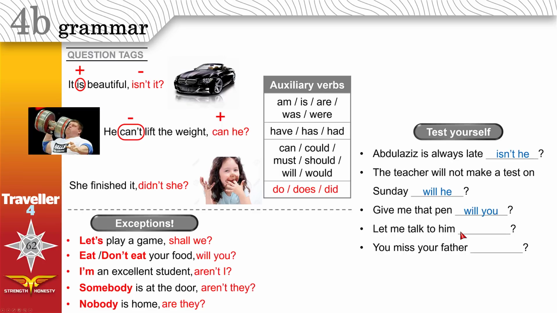Let me talk to him. Shall we? No. Let is not like let's. They are different. Let is just like give. It's a verb. Let me talk to him. Will you? You miss your father. Okay, this is not one of the exceptions. Where is the auxiliary verb? No auxiliary verb? Okay, this is in the present. We will use do or does. We have you. We will use do. This is affirmative. We need it negative here. Don't you?